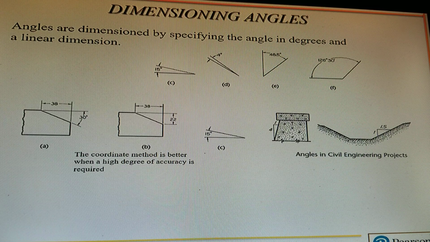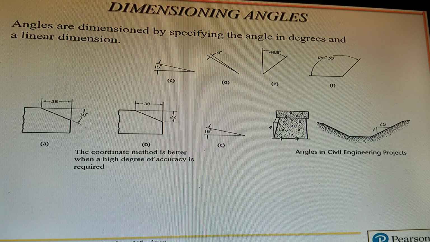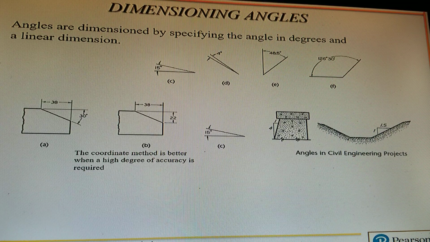Angles. Angles are dimensioned by specifying the angle in degrees and a linear dimension. So in A, you have a distance and an angle. That's pretty much how we do polar dimensioning. Remember polar dimensioning? As long as you know one distance and one angle, you can draw that line. Or if you know two distances, you can lay out the two distances like in B. C, you got 15 degrees.